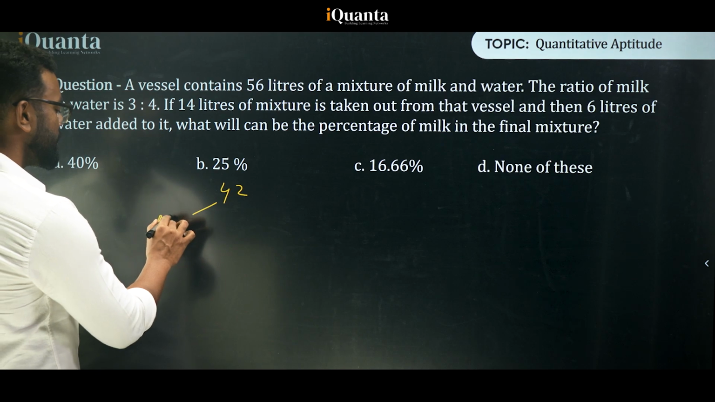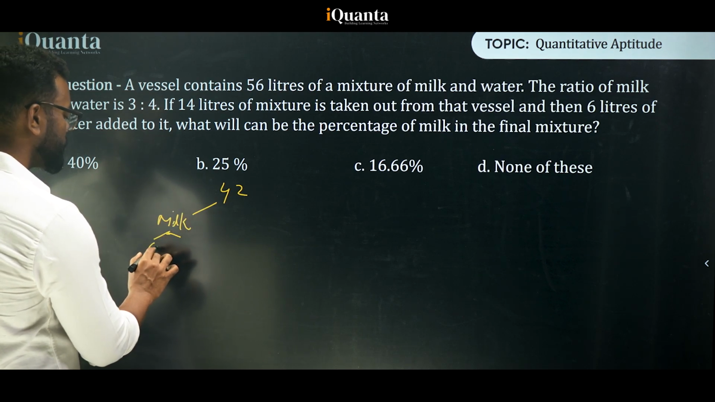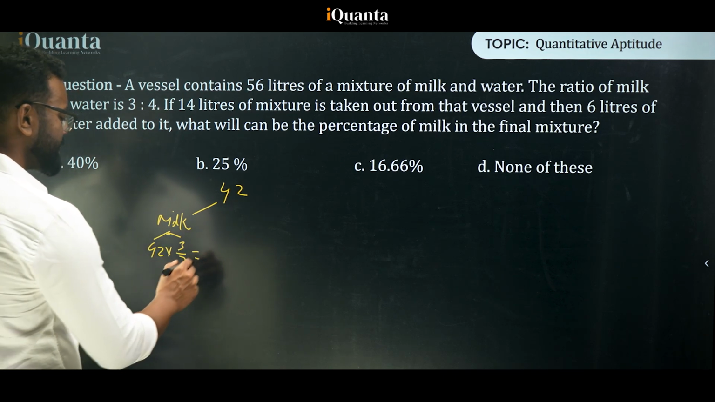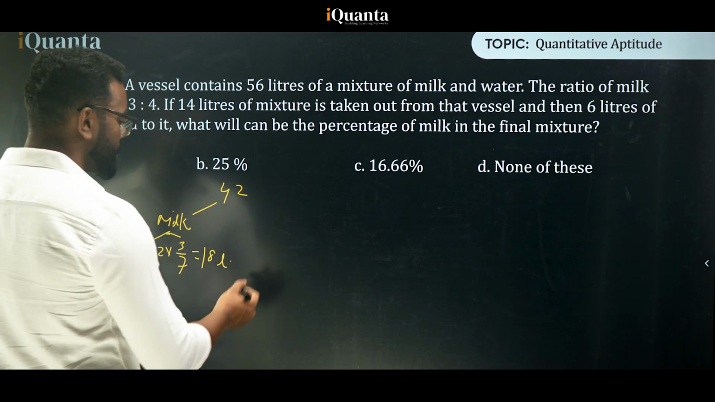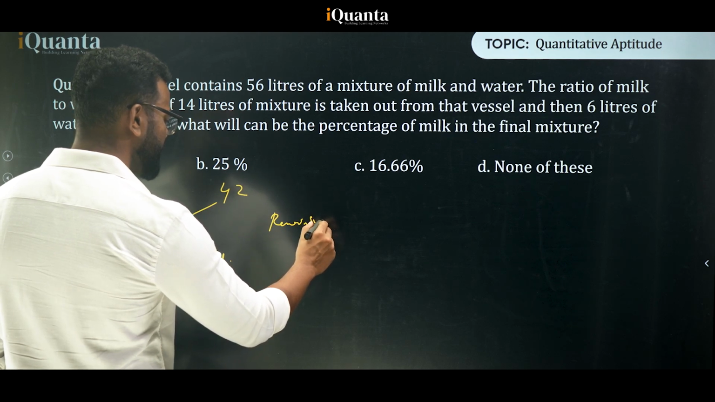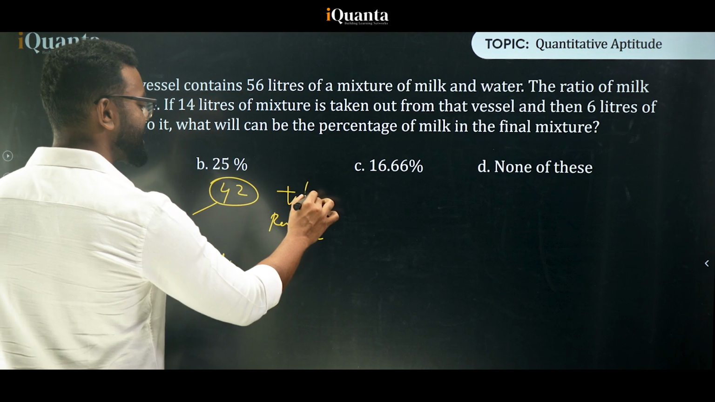The amount of milk is 42 into 3 upon 7, which is, 7 6s are 42, so 18 liters is the milk. And if 18 liters is the milk, the remaining is water. Yes or no? Now the total solution becomes 42 plus 6, which is 48.